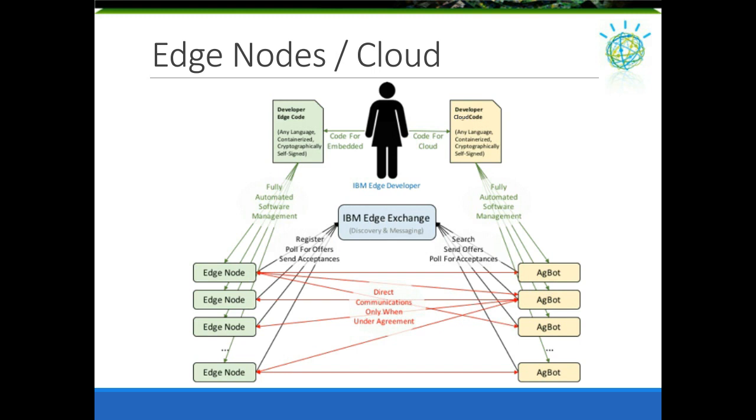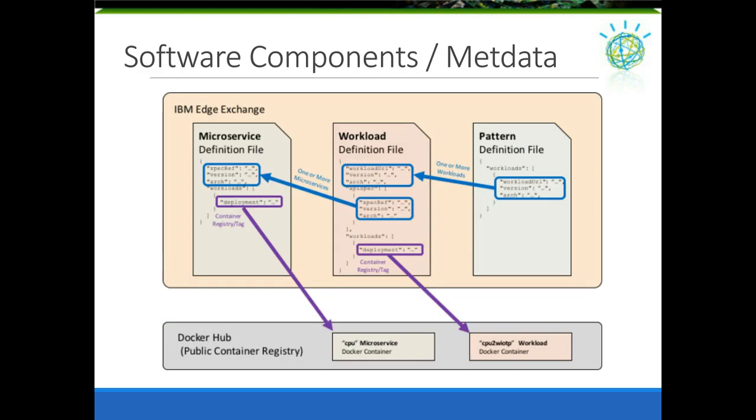Software components and metadata. In developing a container-based service, the developer provides three key definitions. These are in the form of JSON format files, which specify the approved container images, version, and API spec, intended node architectures, deployment signature, and container registry tag. The microservice definition on the left is the container responsible for access to the physical hardware interface.